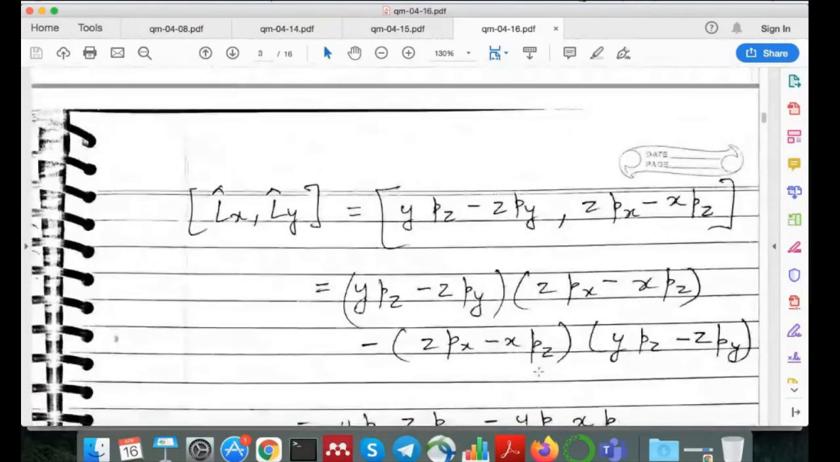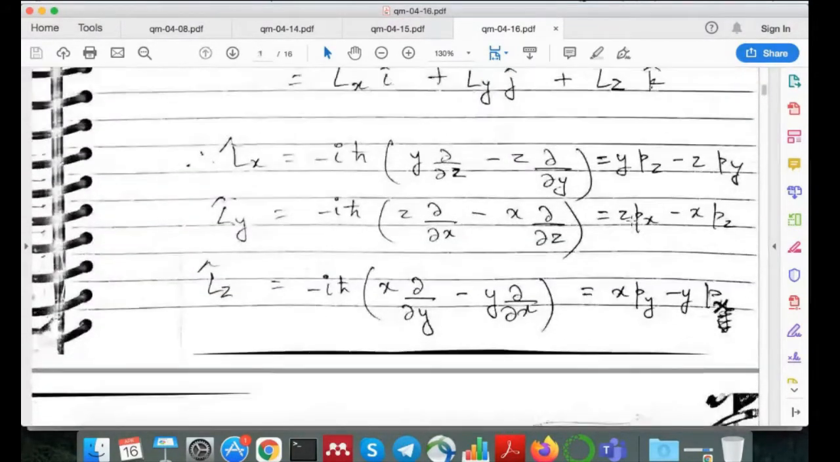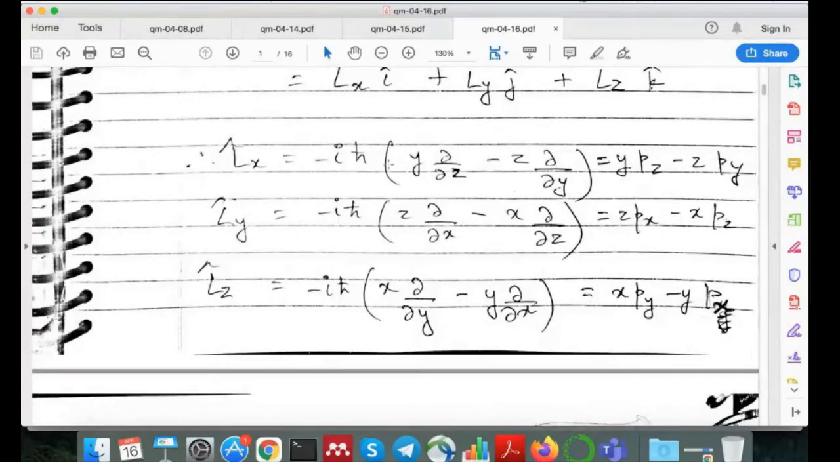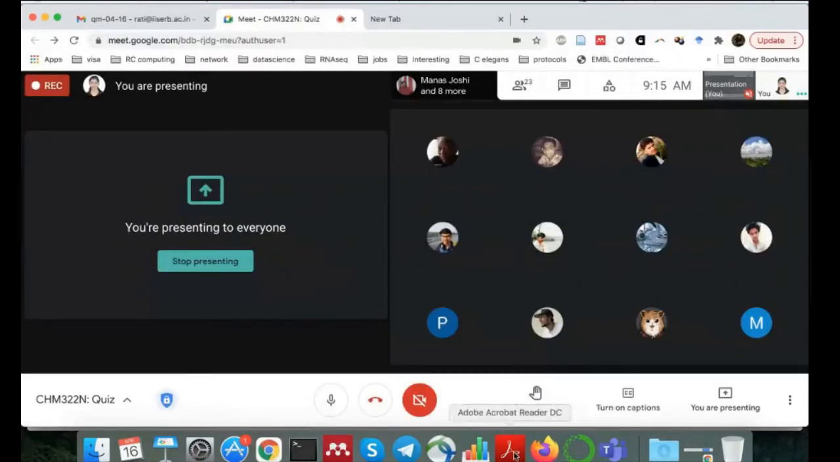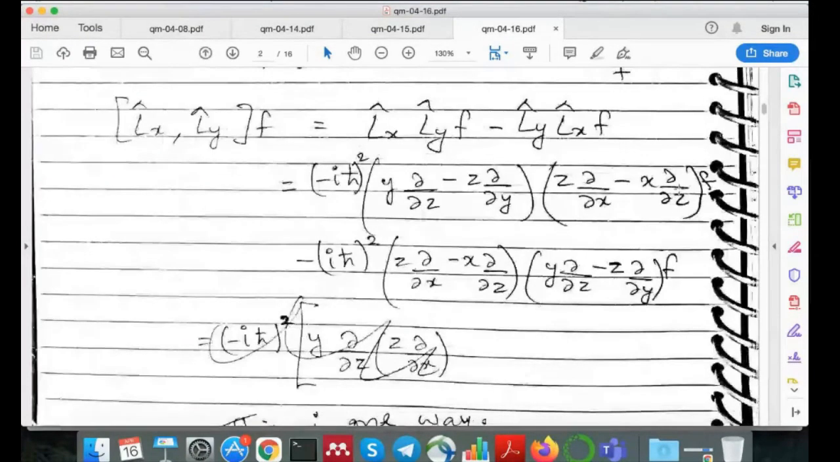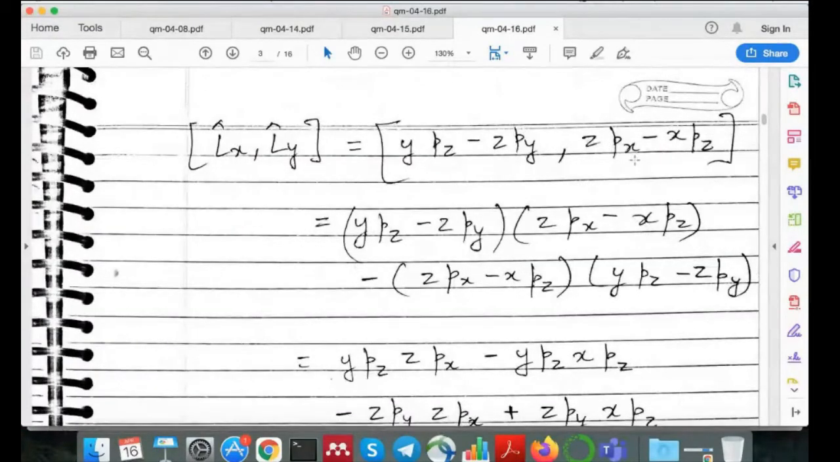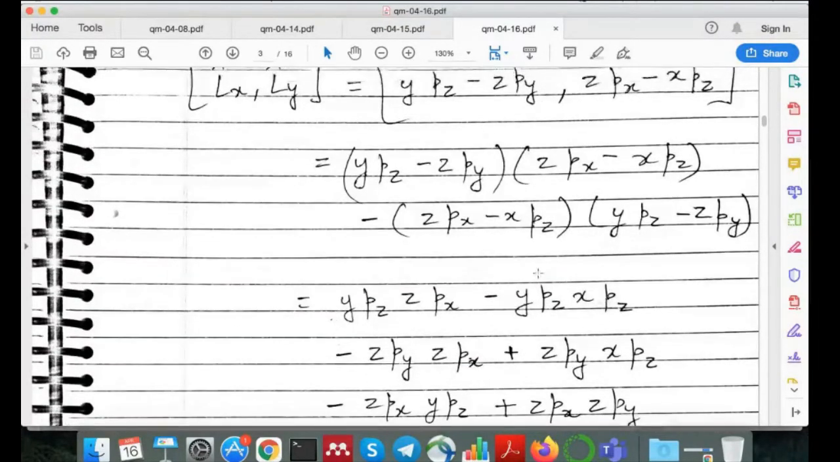The other way to do it is to use already known formulas. You can write it in terms of the momentum operators. We have already seen Lx is ypz minus zpy, Ly is zpx minus xpz. So we write it in terms of these momentum operators and we'll get this.